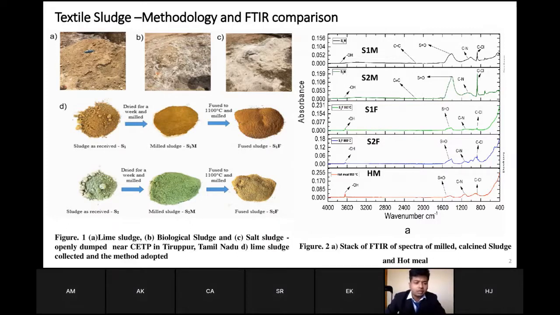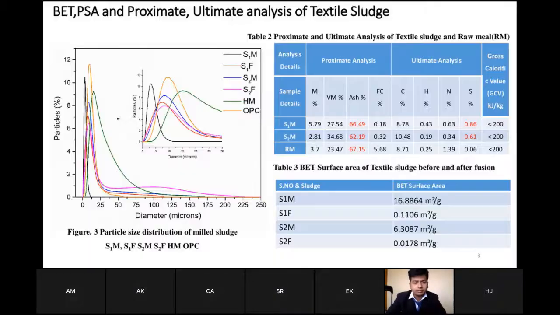Therefore, the lime sludge was collected from Tirupur, an effluent treatment plant, and it was milled and fused at high temperatures. And as you can see in the stacked graph, the sludge is predominantly inorganic in nature, and organic functional groups are absent. From table 2, you can see the ash content of the textile sludge is more than 60%. As per the co-processing guidelines of India, the ash content should be more than 60% for any waste material to be used as an alternative raw material. And if the sulfur content is less than 1%, the scale formation in the cement kilns can be avoided.